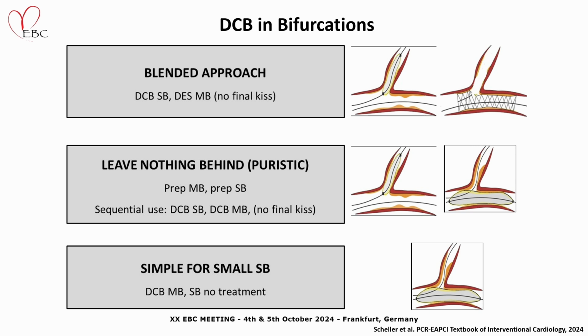Shortly, what are the different scenarios for DCB in bifurcations? We have this blended or hybrid approach with stenting the main branch and treatment of the side branch with DCB. Then we have the purist approach, where we try to avoid any stenting in the bifurcations, using DCB in both branches. And the simplest one is what Professor Shin showed, using the DCB only in the main branch if there's only ostial disease of the side branch.